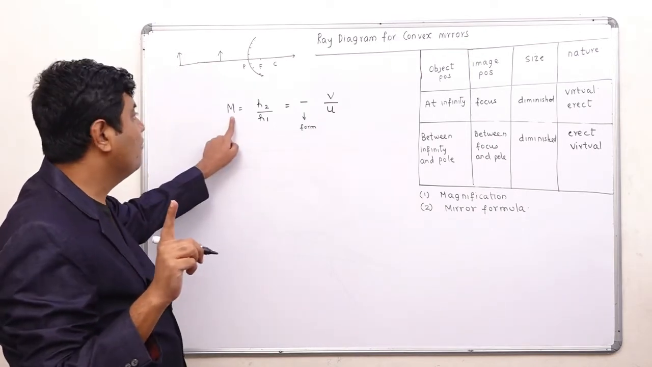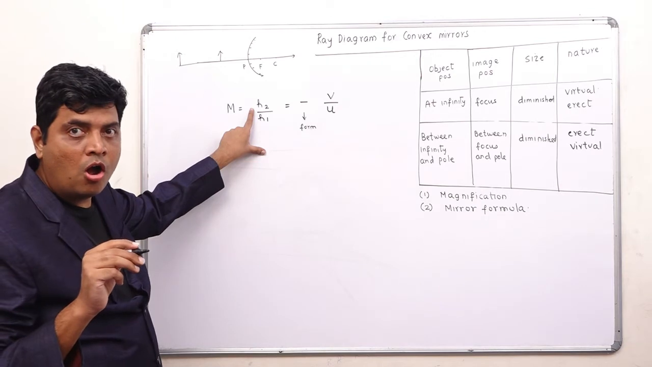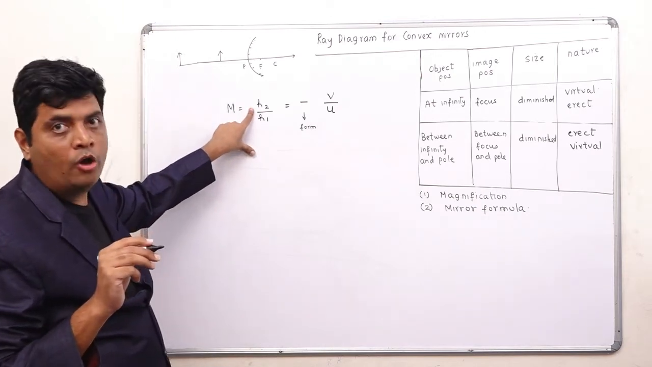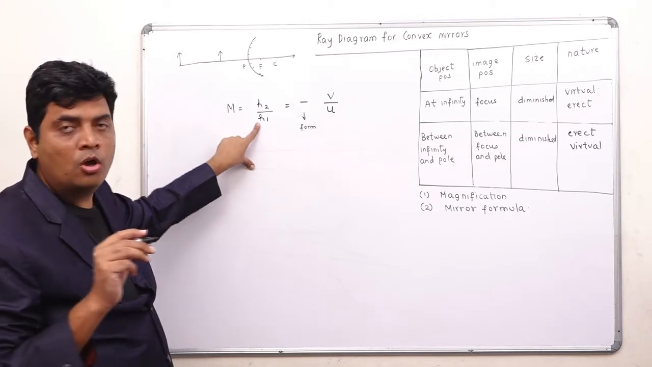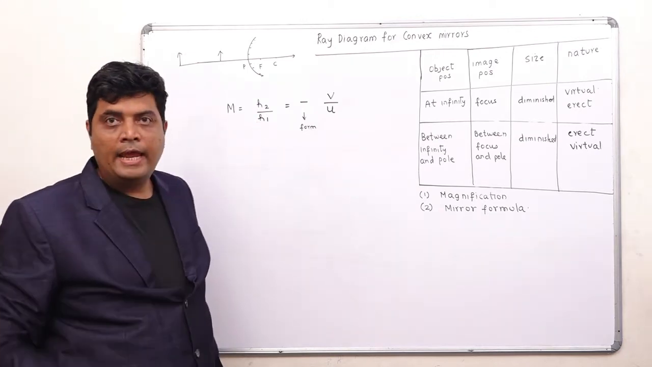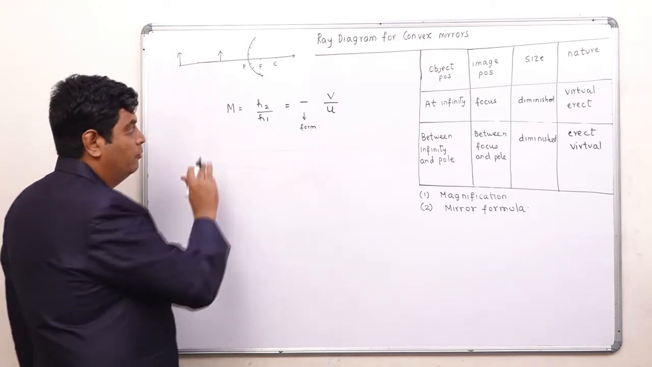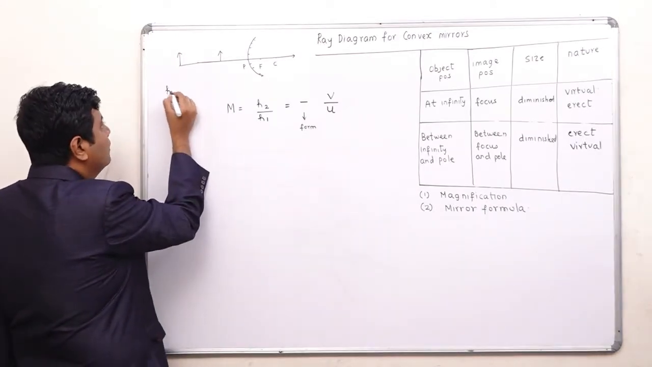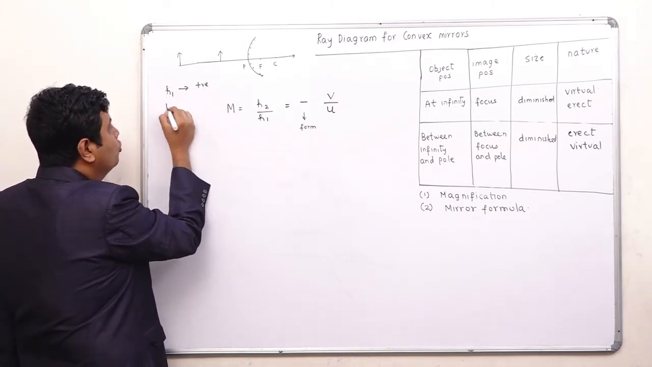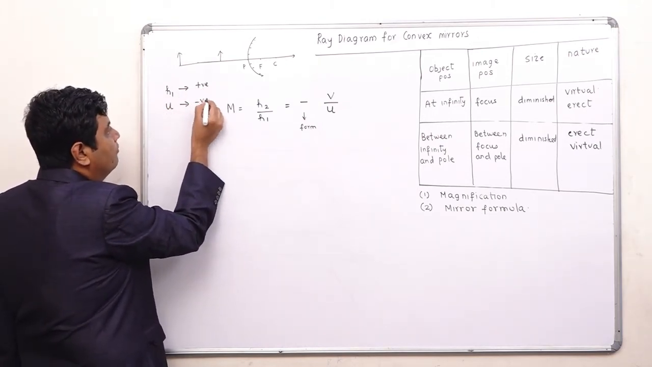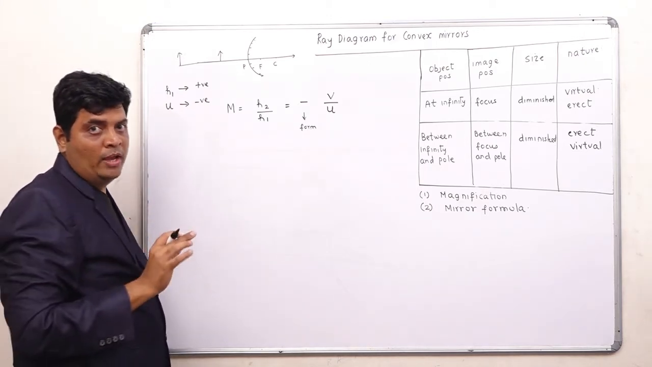So what is the formula for magnification? Magnification is the ratio of the height of the image to the height of the object. It is h2 upon h1. Now two things you always know. We know h1 is always positive, and we know u is always negative. We know this part. Very important thing what I am going to explain you.